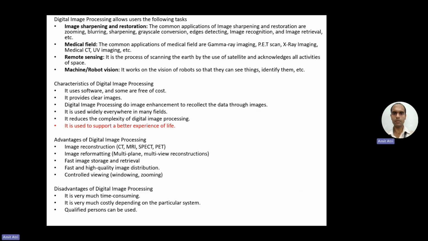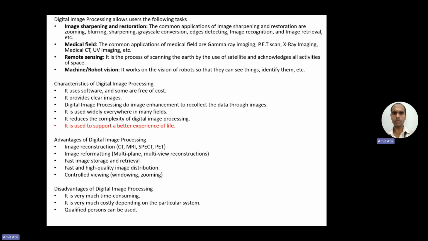Image processing enables the user to gather higher information from the same image. First, image sharpening and restoration. The common applications of image sharpening and restoration are zooming, blurring, sharpening, grayscale conversion, edge detection, then image recognition and image retrieval. These are examples of image sharpening and restoration.